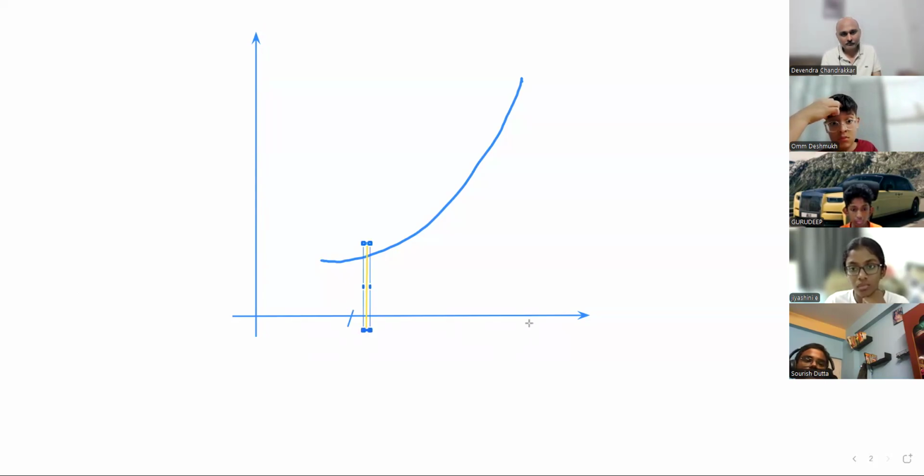ठीक है. और the area of the map is bounded by the x-axis, the y-axis, and the curve y is equal to f of x. Okay? So as I said, this is the area bounded by the curve.